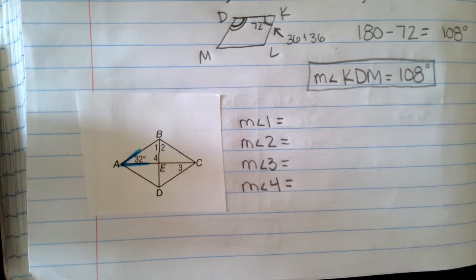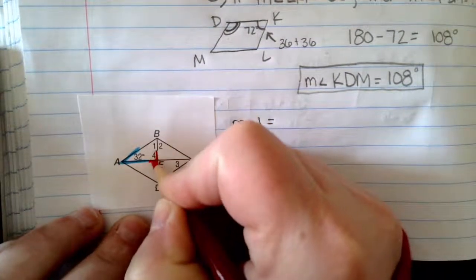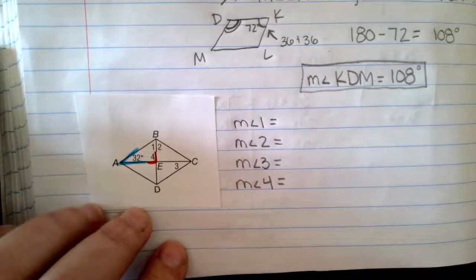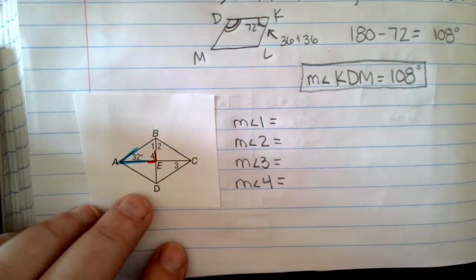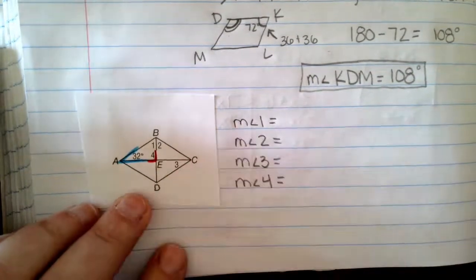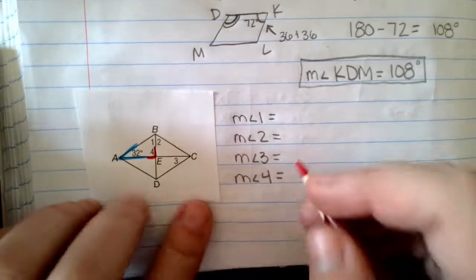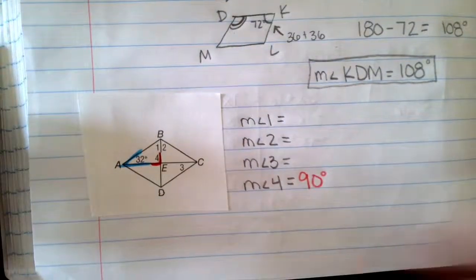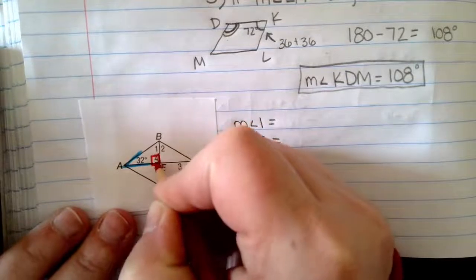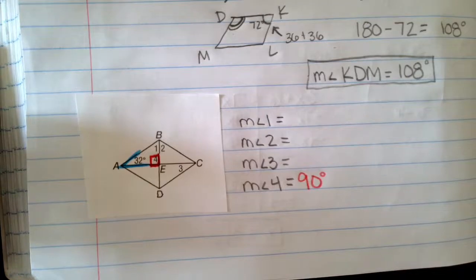Angle 4. What's angle 4 going to be? What do we know about those bisectors, or those diagonals? Did somebody say it? Because I missed it. It's 90. Okay. Are there any other ones we know right off the bat without having to do too much math?